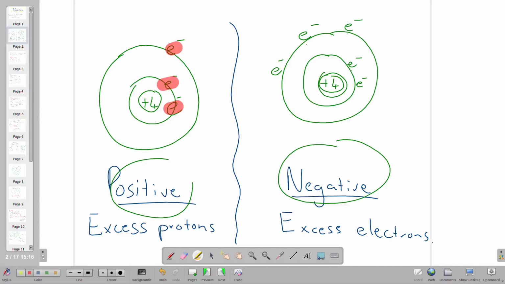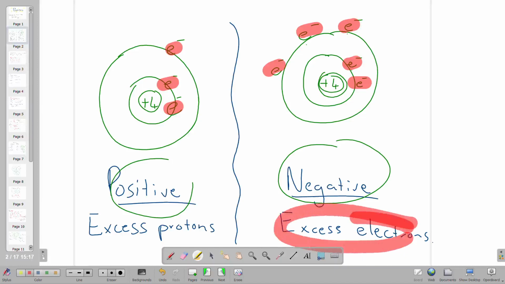So if something is positive, it has more protons than electrons, and on the right hand side, we can see that it's negative. Since there's 4 protons in the core and there's 5 electrons in the outer orbitals, so 5 electrons, 4 protons, there's an excess of electrons, which means that it is negatively charged. But you already know that, you've been doing electrostatics for a while. This is just to quickly remind you.